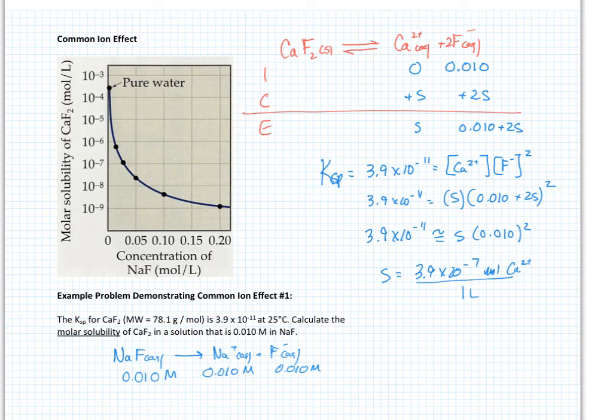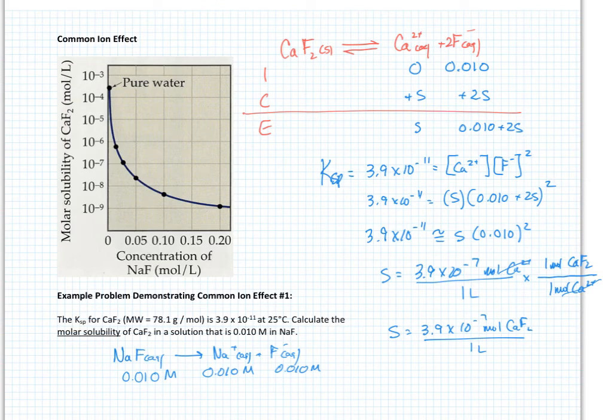Okay, now, again, this problem is asking for molar solubility of calcium fluoride, not molar solubility of calcium ion. So we do need to do one more step just to make this complete. They are in a 1-to-1 ratio, but technically you need to say times 1 mole CaF₂ for every 1 mole Ca²⁺. That cancels that. So our solubility is equal to 3.9 times 10 to the minus 7 moles CaF₂ per 1 liter. That is our solubility under the conditions that we have a 0.01 molar fluoride ion solution.